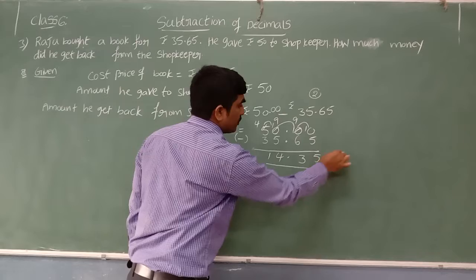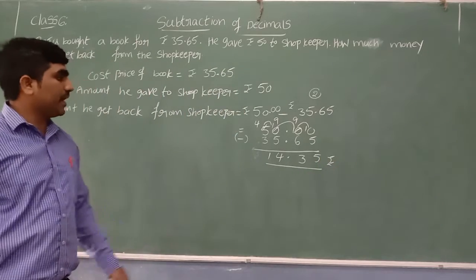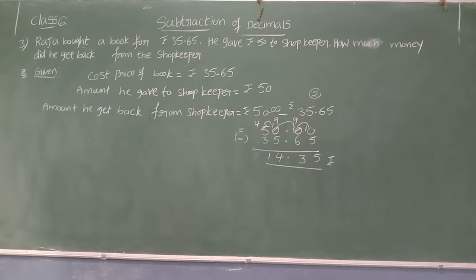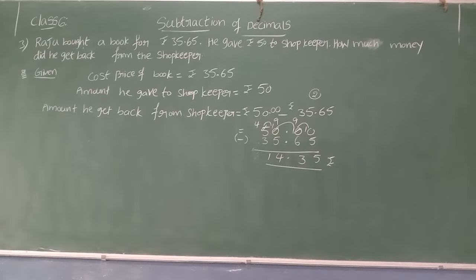Now how much amount is he going to get back? Sir, he is going to get back 14.35 rupees. 14.35 rupees he will get from the shopkeeper.